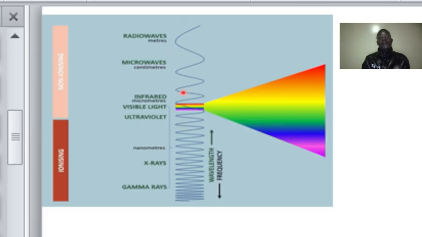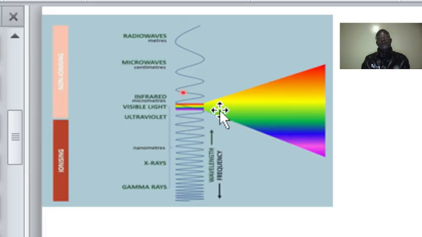But now the members of the spectrum with wavelength below 400 become ionizing. They are ionizing radiations because they have a shorter wavelength. And whenever they have a shorter wavelength, clearly they are going to have a high frequency, because when you check the relation between frequency and wavelength, they experience indirect proportionality.